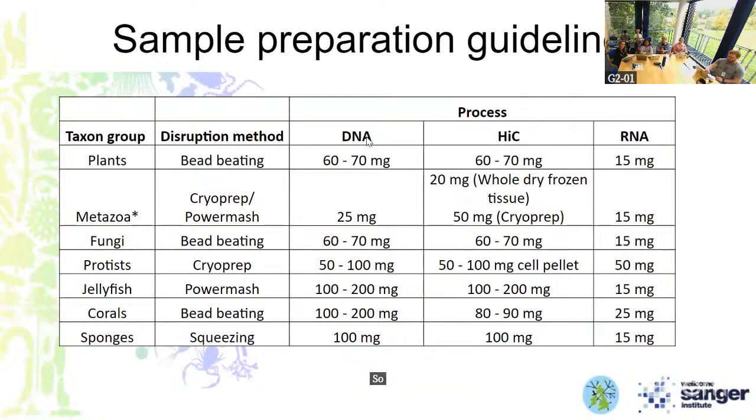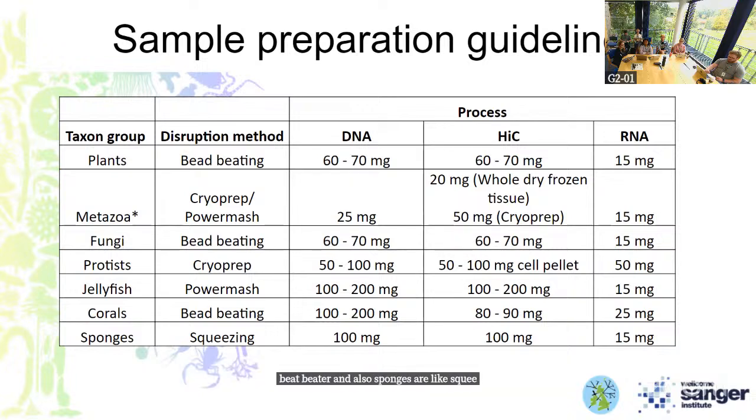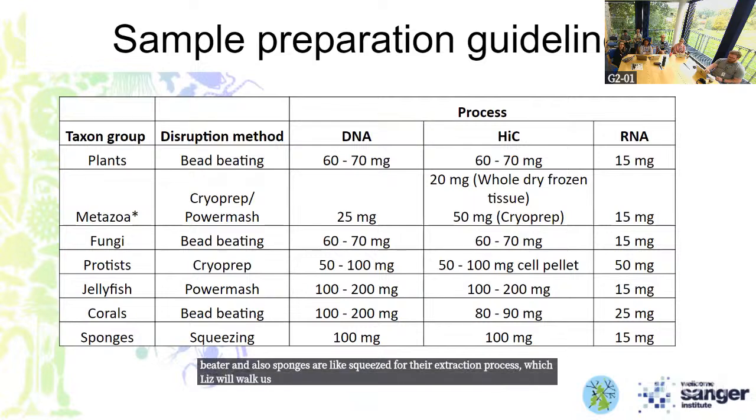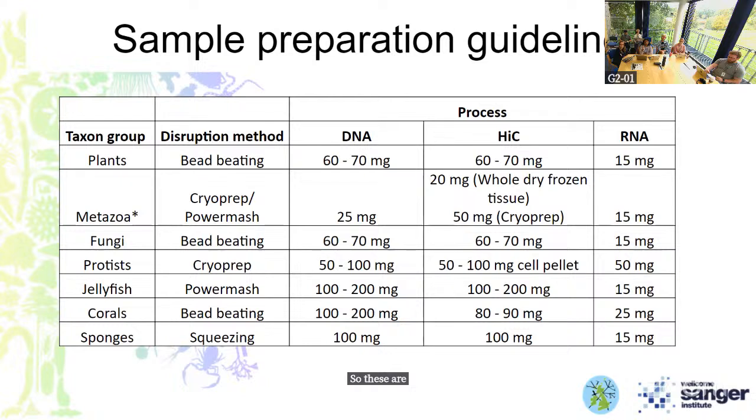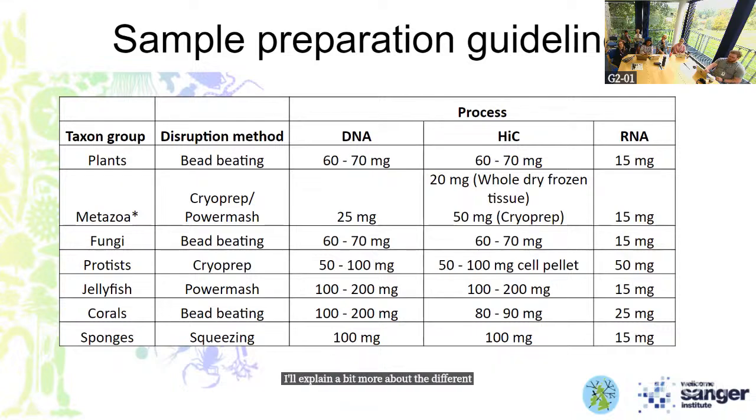This is a quick overview of how different taxons are disrupted, and then picked up and weighed for different downstream processes. As you can see, the plants and fungi are beaten, and we require 60 to 70 milligrams for DNA, 60 to 70 for Hi-C, and 15 mg for RNA. Whereas the metazoans, chordates and other species can be cryoprepped, power mashed, or beaten, and sponges are squeezed for their extraction process, which Liz will walk us through in the next few slides. These are the optimized input weights that we have worked out through our R&D and standardized within our lab.